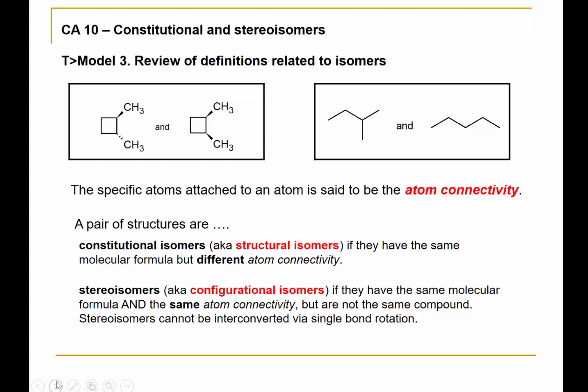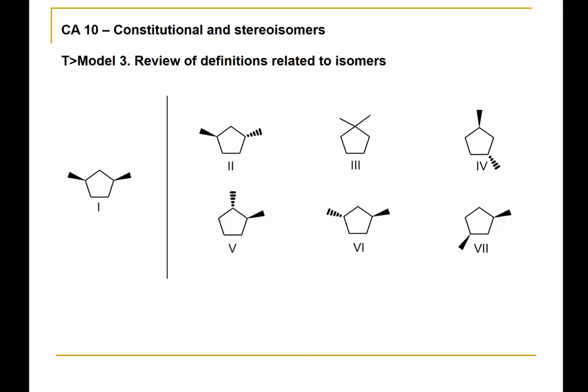And actually that is the way that you indicate the stereoisomerism for those two. So we would say a pair of structures are stereoisomers, also known as configurational isomers, if they have the same molecular formula and the same atom connectivity, but they're not the same compound. And stereoisomers, as mentioned, cannot be interconverted by simply rotating about a bond or flipping a ring. Now, to reinforce some of these ideas, I draw your attention to the key question number 5.